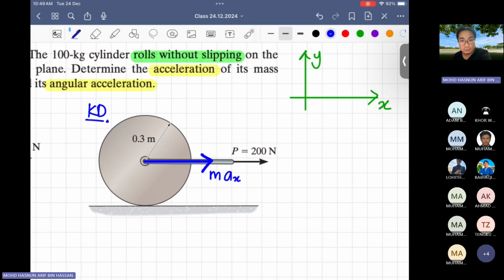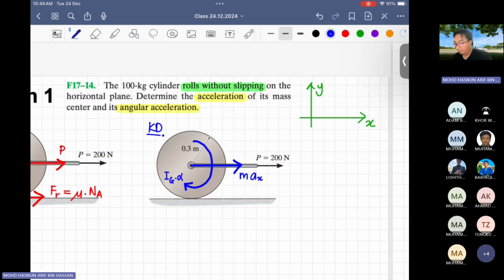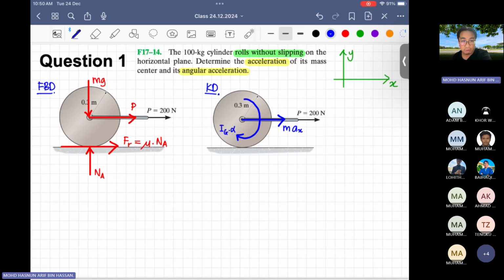Now, do we have motion in y-axis for this cylinder? No, so no motion in y-axis. So there is no arrow in y-axis. Okay, and this cylinder is obviously rotating because this is a general plane motion problem. So we're going to have one rotation motion like this, and we label this as Ig times alpha. So basically in the kinetic diagram, we have two arrows. In the free body diagram, we have four arrows.